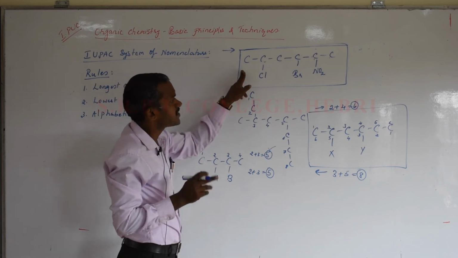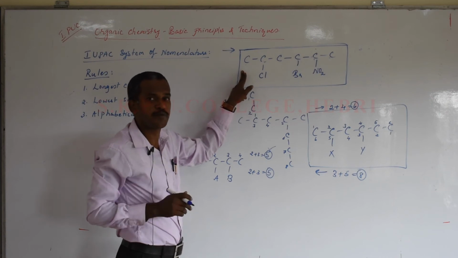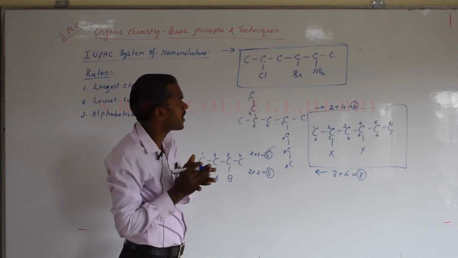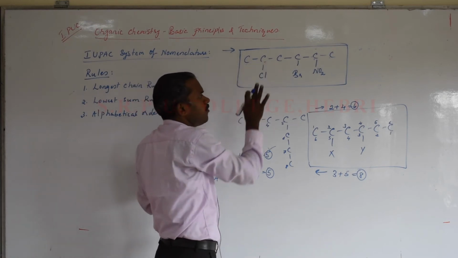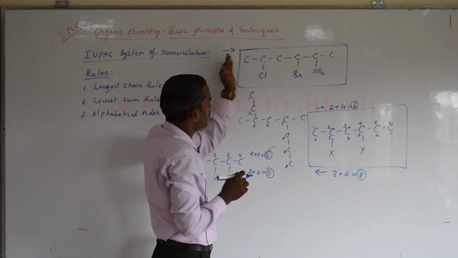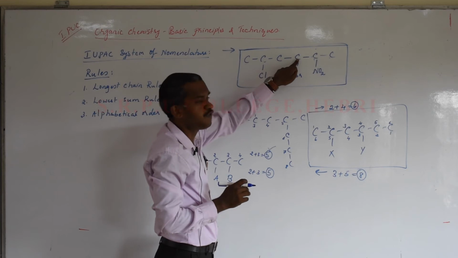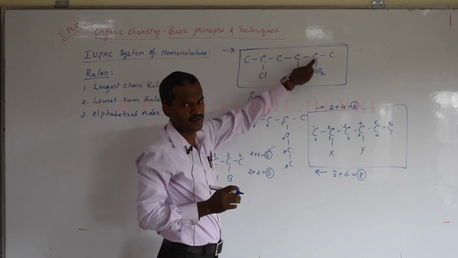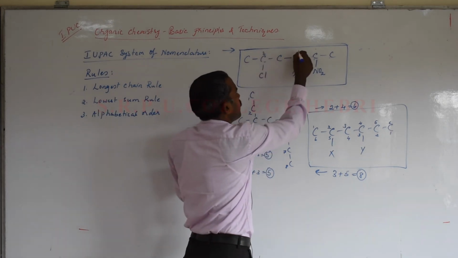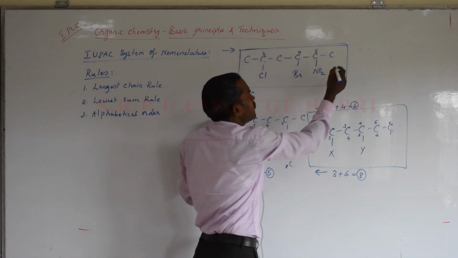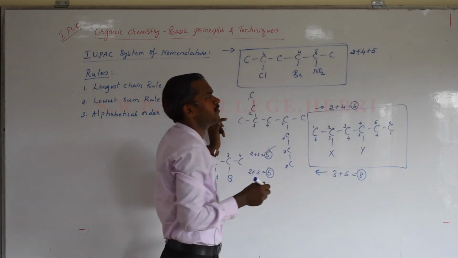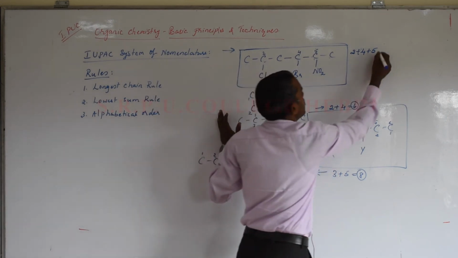Now, the second thing you have to understand, is the lowest sum rule applicable? How can you find out? You have to number it. I won't write it now, but you try to understand. If you number it from left to right, the second carbon atom, fourth carbon atom, fifth carbon atom have the substituents. You will add those positions, 2 plus 4 plus 5. How much? 2 plus 4, 6, plus 5, 11.